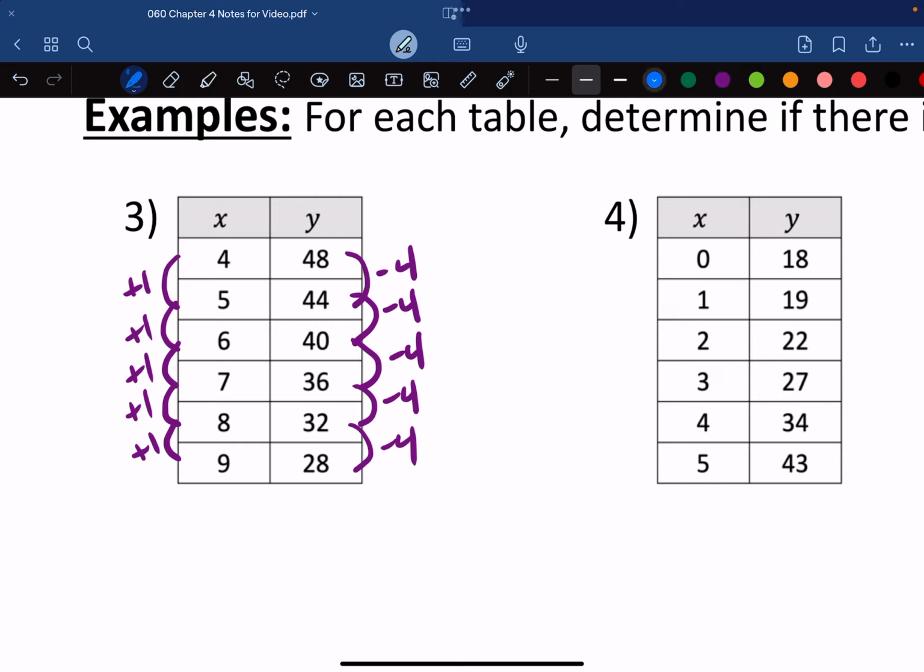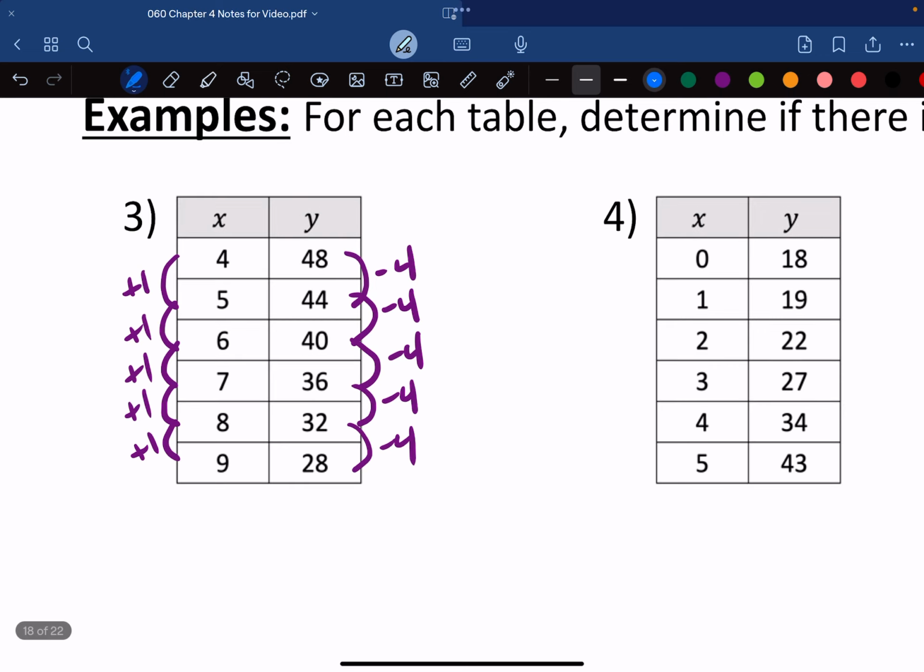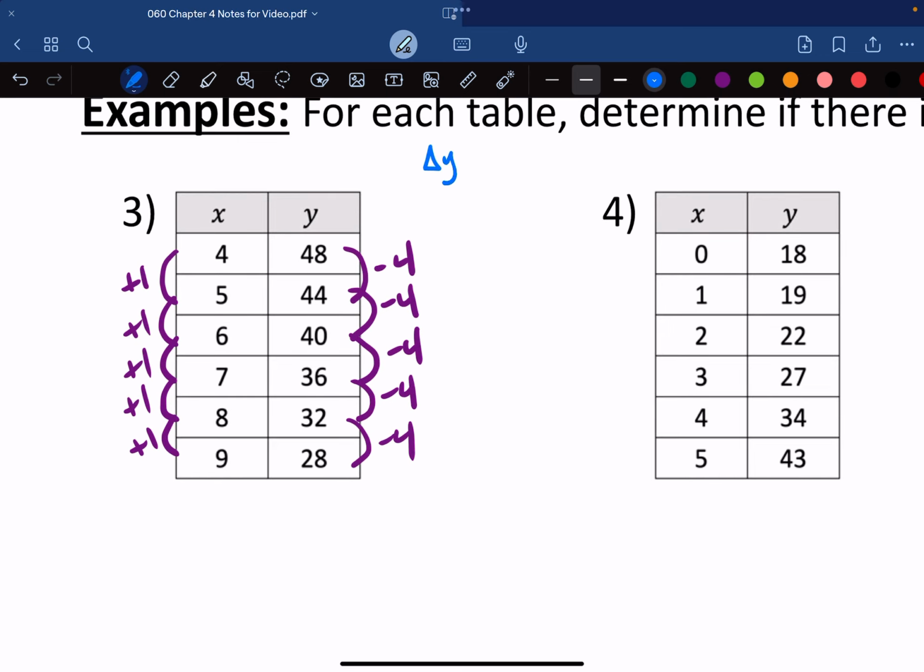And we know once again that these are a consistent rate of change, because if we take the change in y over the change in x, every time we divide them, since the change in x is 1 and the change in y is -4, we'll get -4 over 1, giving us a constant rate of change. And so this is linear.